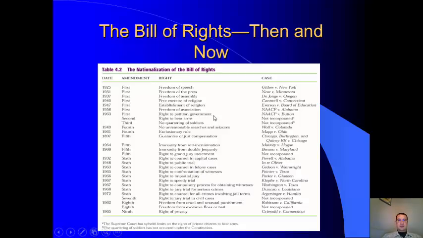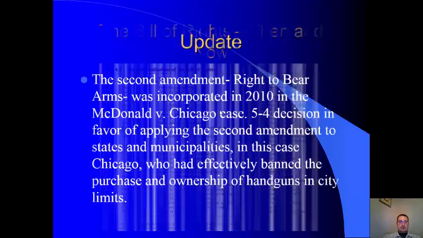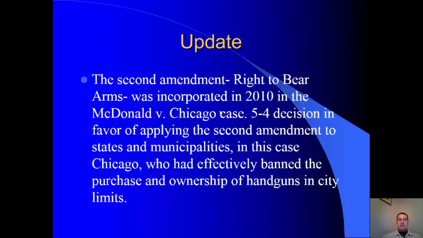Okay, so it took the 14th Amendment to apply the Bill of Rights to the states, because the Bill of Rights initially only applied to the federal government. The Second Amendment, the right to bear arms, was incorporated in the McDonald v. Chicago case, and so it applied the right to bear arms to states and municipalities.